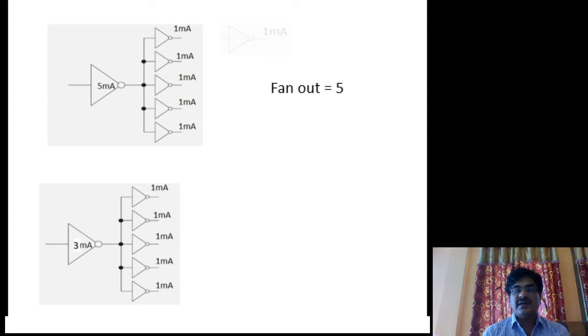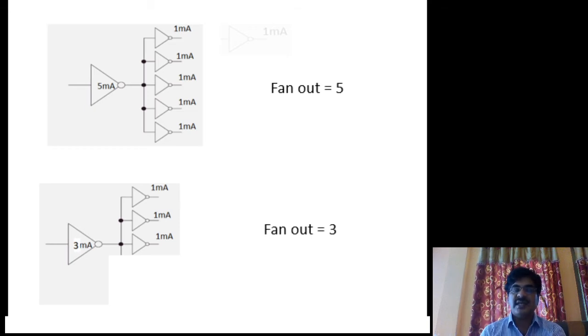Suppose the NOT gate can supply only 3 milliamperes of current. In this case, can you connect five 1 milliampere gates at its output? No, because the first gate can supply only 3 milliamperes of current. Therefore you can connect only three 1 milliampere gates, not the 5. So the fan out of the 3 milliamperes NOT gate is only 3, right? So this is the fan out.